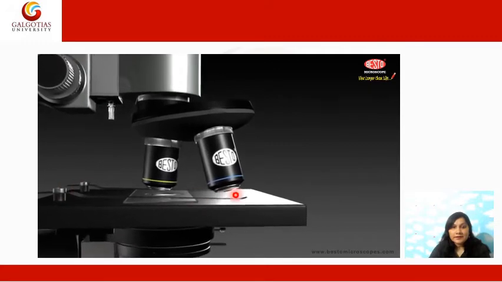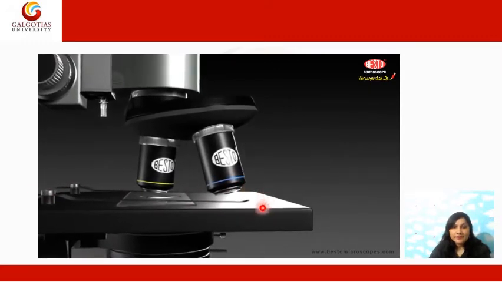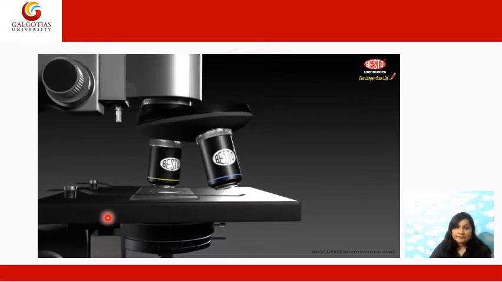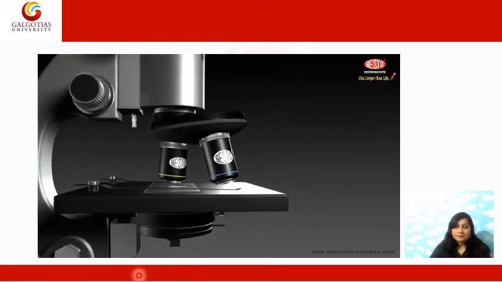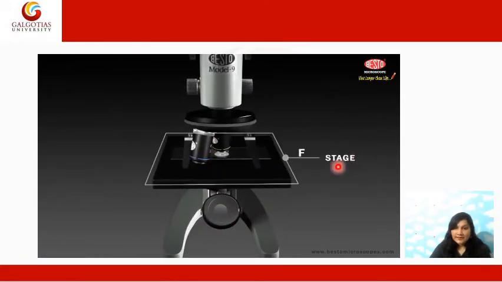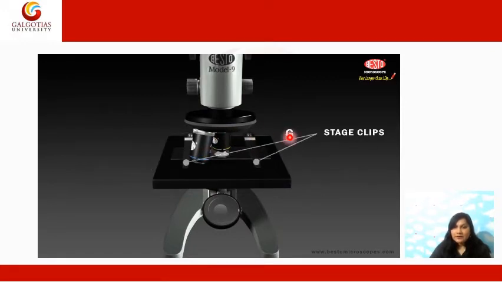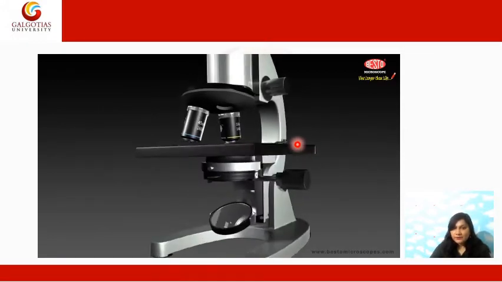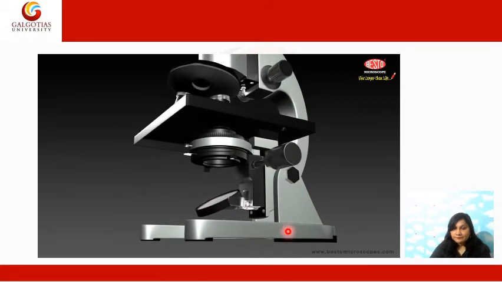These are the stage clips. These are used to hold the slide intact over the stage. This is the stage of the compound microscope. This is the mirror. This is the stage. On the stage, we have to keep our object. I already told you these are the stage clips used to hold the slide. This is the mirror. This is the condenser lens.